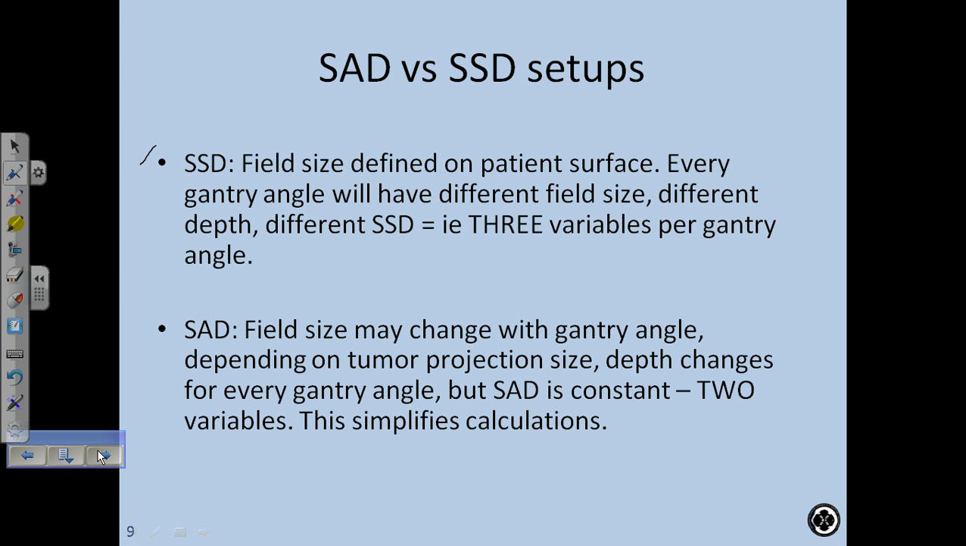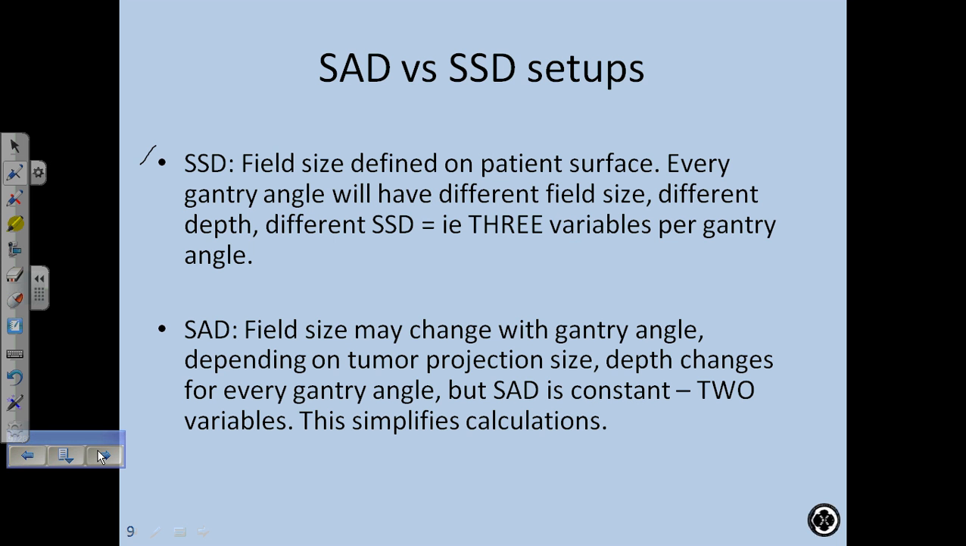So there are three variables per gantry angle in an SSD setup. One is field size, two is SSD, and three is depth. Those three things are three possibilities that may change. In an SSD setup, the field size may change with gantry angle, depending on the tube direction and size.